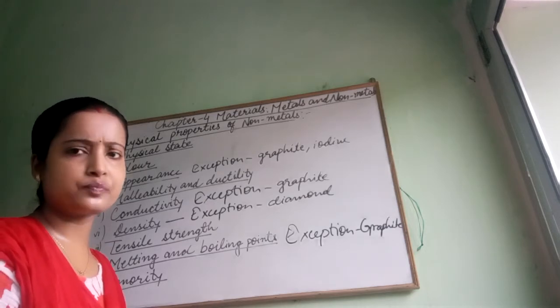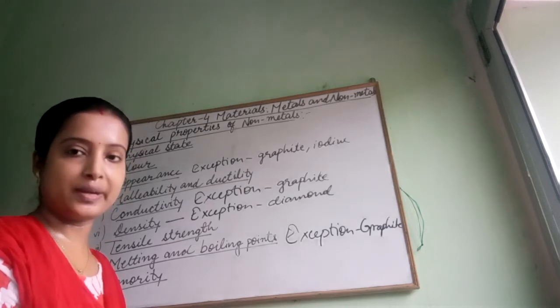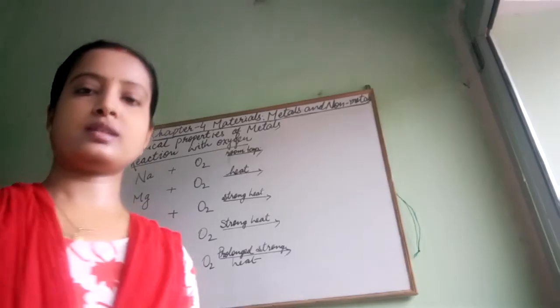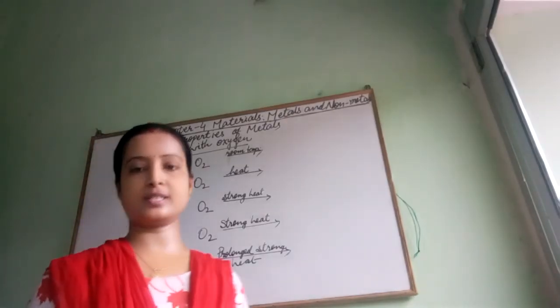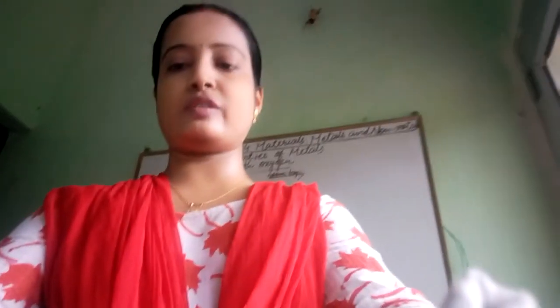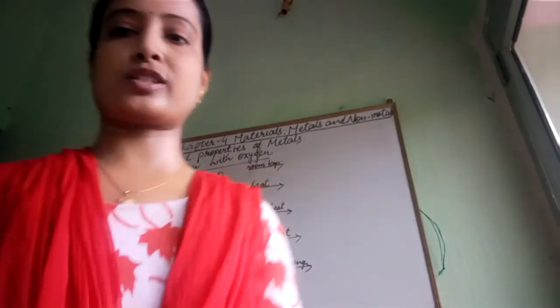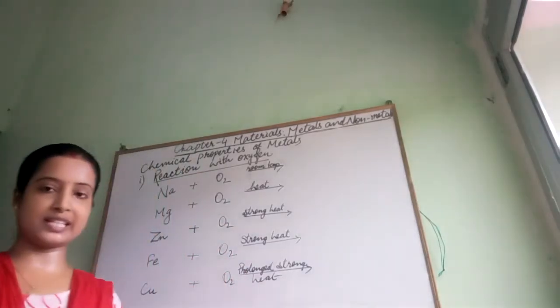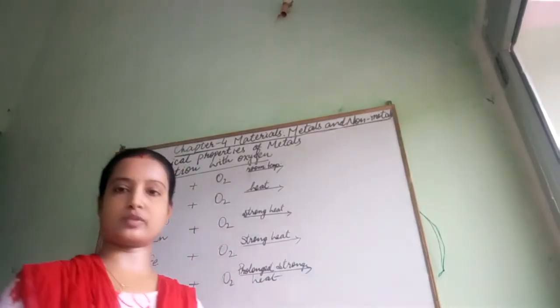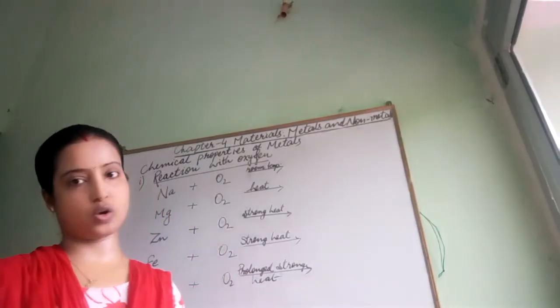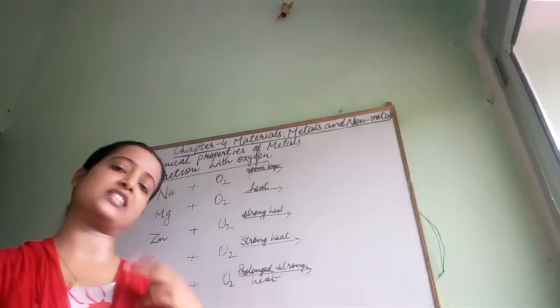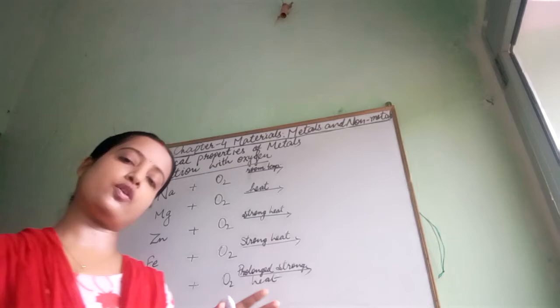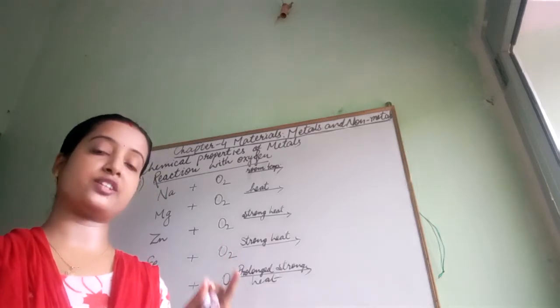Now let's start the chemical properties of metals. Yes, children. In this, first of all, we will study the reaction of metals with oxygen. Here we will see that all metals, whenever they react with oxygen, have the same type of reaction. They always form metal oxide whenever they react with oxygen.